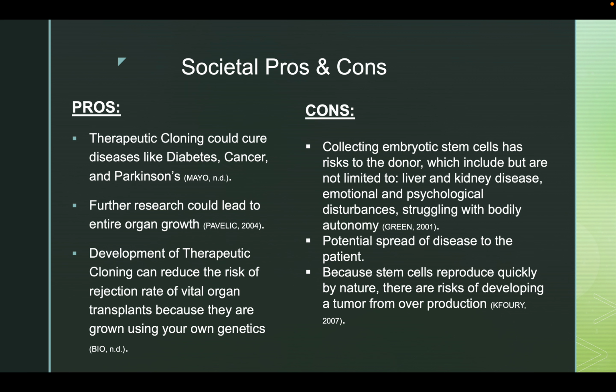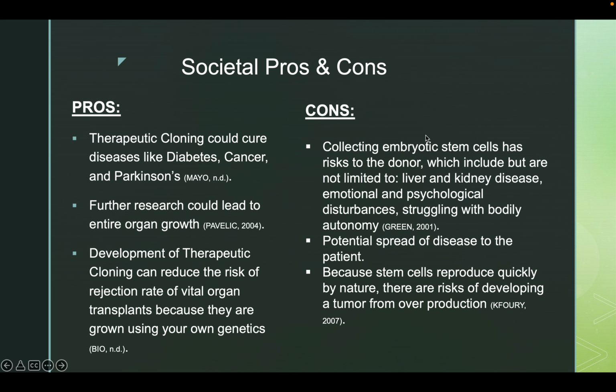Development of therapeutic cloning can reduce the rejection rate of vital organ transplants because they're using your own genetics. So, that's a huge risk when it comes to major organ transplant, is that the organ is ultimately rejected from your body. So the thought here is that you wouldn't have to wait for somebody essentially to die for you to be able to have an organ donor, and the rejection rate would be lower because it's already made up of your own genetics, so your body is more likely to receive that.